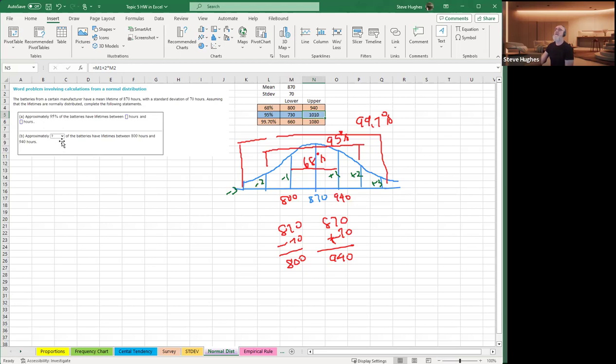The next one says approximately what percent of the batteries lies between 800 and 940. What are 800 and 940, everybody? That's 68% of the data right there. 68% of the data is between 800 and 940. Now, we're not going to stop right there. We're going to go to the next one simply because they are so similar.